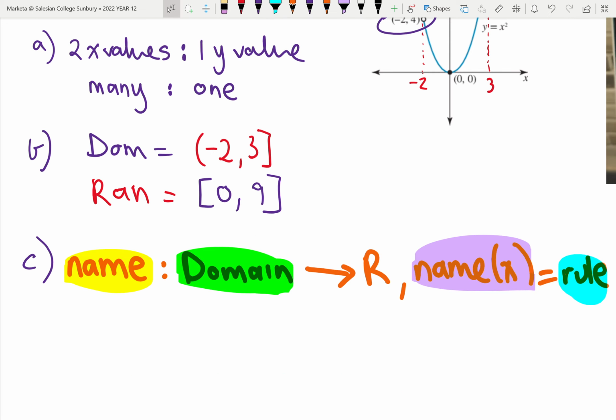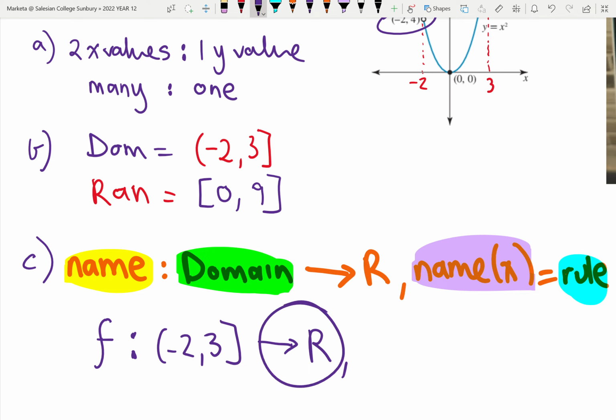So now if I want to do that, the name of my function, I'm going to call it f. That's a pretty standard name of a function. You call it g, q, whatever you like. The two dots. The domain we know is negative 2 to 3. And then this thing stays the same, maps into real number field.